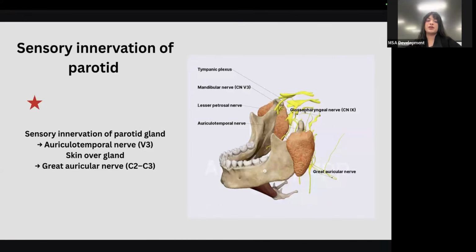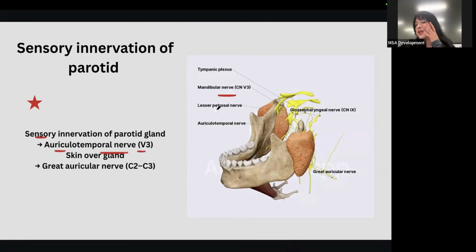Moving on to the sensory innervation of the parotid. Okay, so let's calm down. Let's take a breather before we start the innervations. Starting off with the sensory innervation. This is done by the auriculotemporal nerve, which is a branch of V3, which is the mandibular one, right? So the mandibular nerve is V3, and the auriculotemporal nerve is a branch of that.